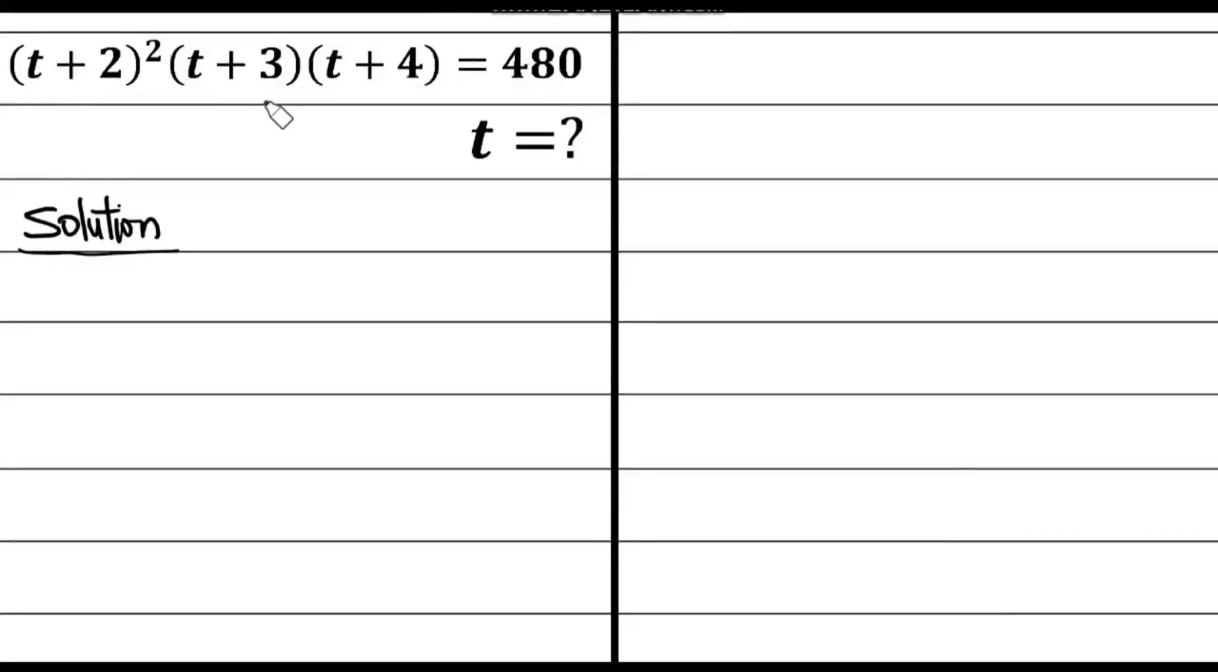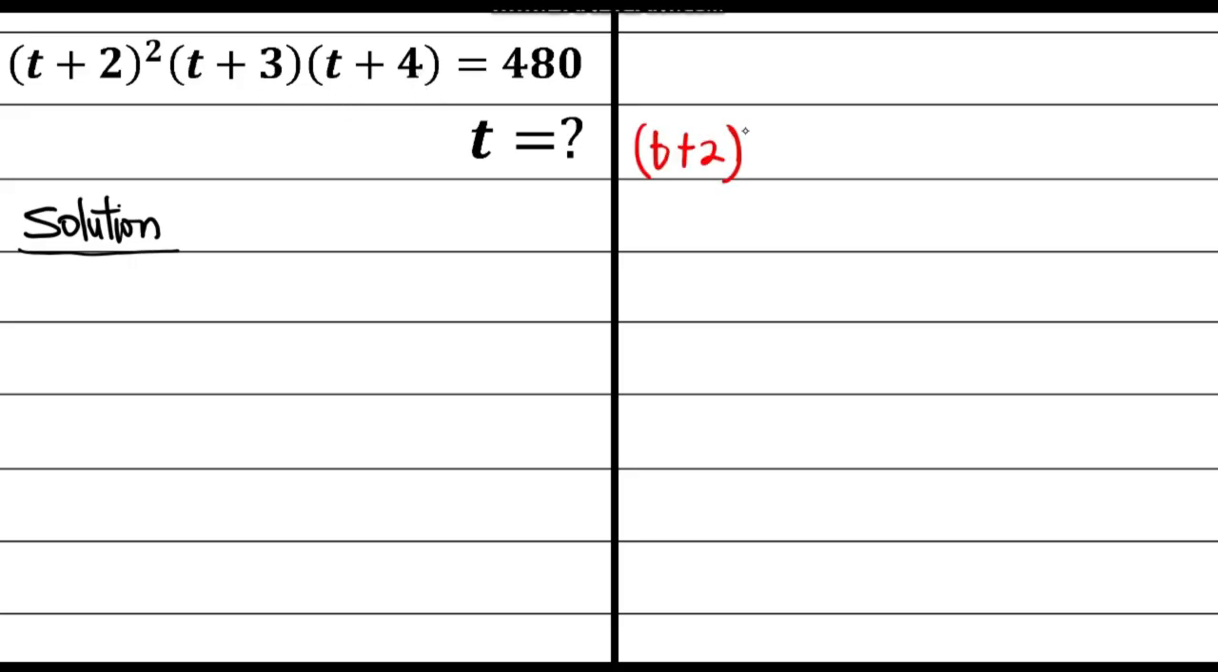Solving this question: (t + 2)^2 into (t + 3) then into (t + 4) equals 480. And the question is to find t. What I've seen quite a number of people doing in solving this type of problem is to multiply out this left hand side. If we say we should do it this way, that's going to be a very long process.